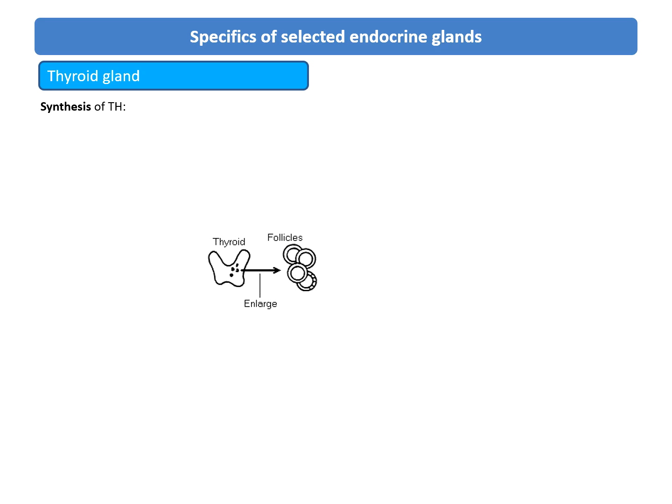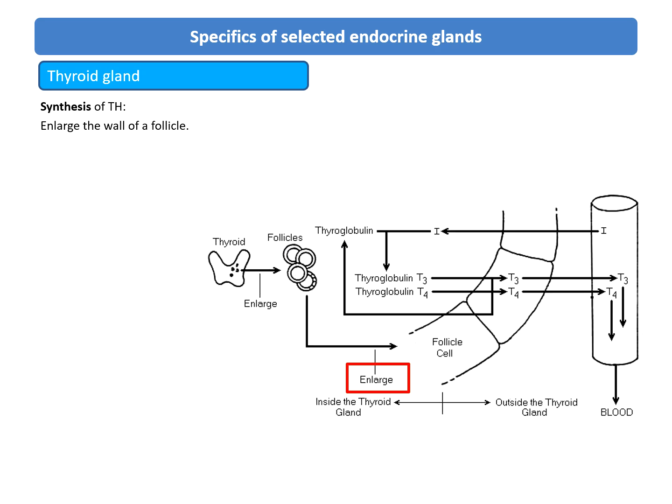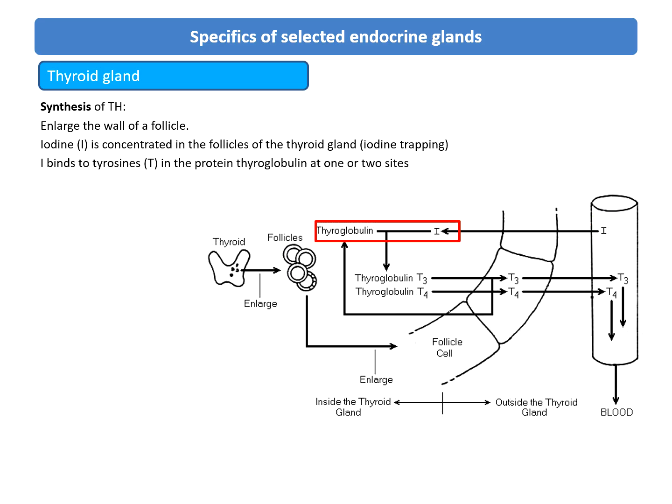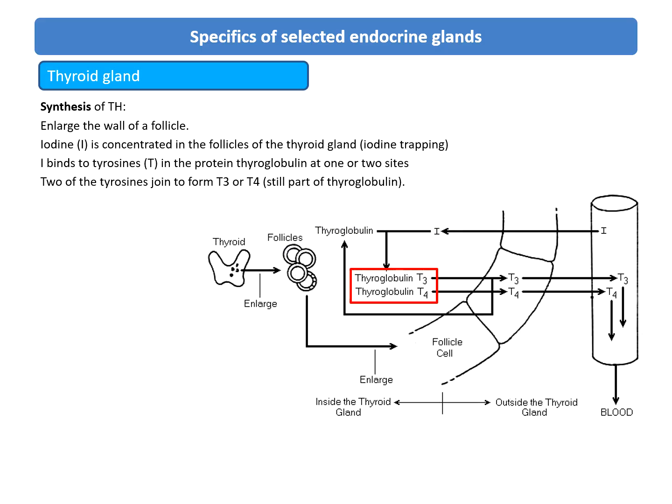Let's look at the synthesis of thyroid hormone. Let's enlarge the wall of the follicle. Iodine is concentrated in the follicle of the thyroid gland. This is called iodine trapping. Iodine binds to tyrosine, that's an amino acid, in the protein thyroglobulin at one site or two sites. Two of the tyrosines join to form T3 or T4. They're still part of the thyroglobulin protein.